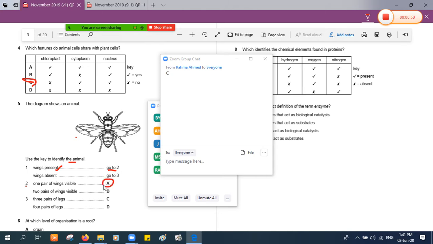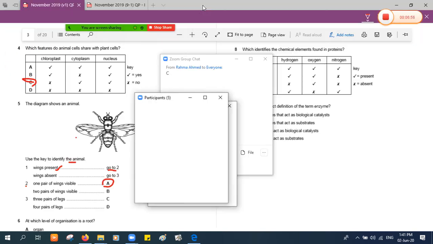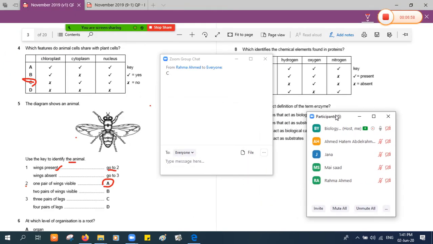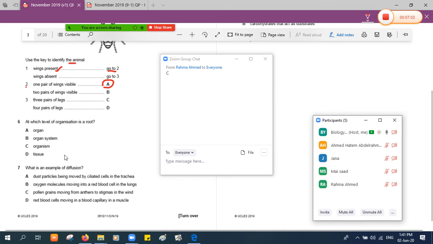Okay, guys, I'm solving these questions with you to be able to answer them by yourselves in the exam. Okay, if you have any questions, stop me and ask me. Okay, question 6. At which level of organization is the root? Okay, the root is an organ system, organism, or a tissue.